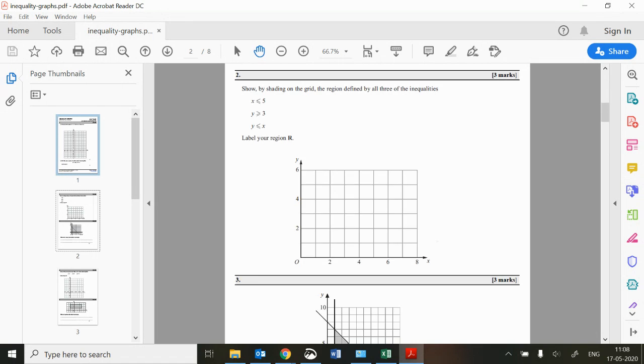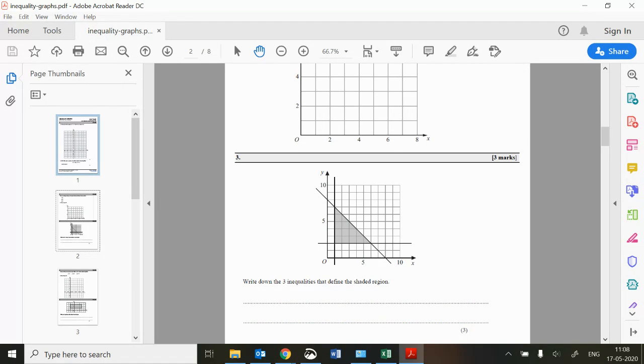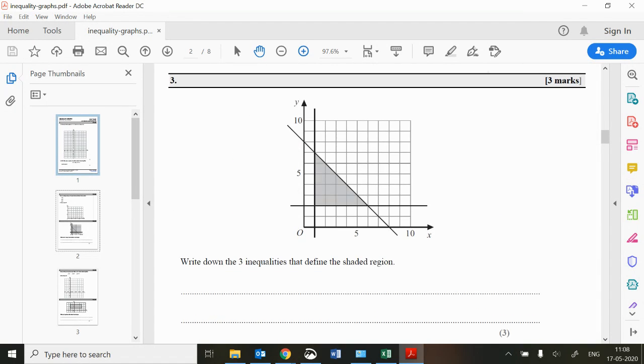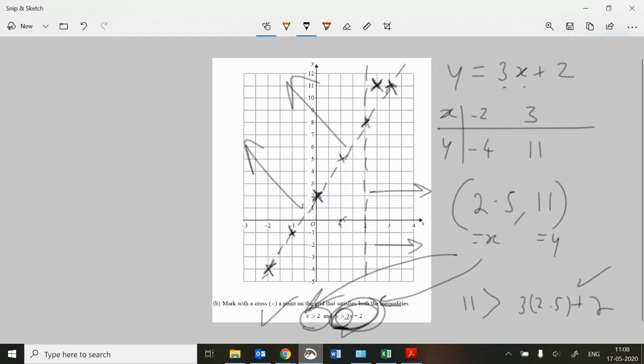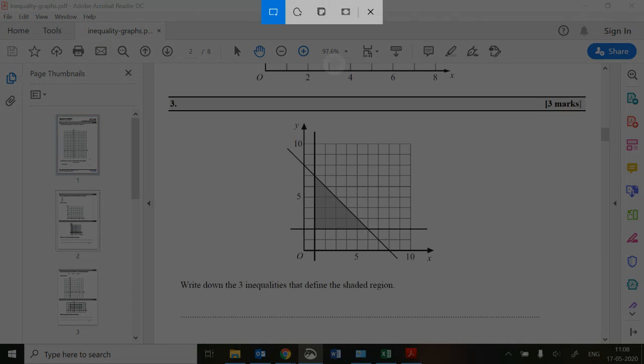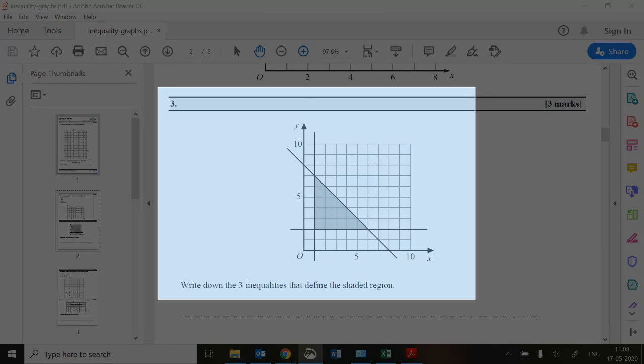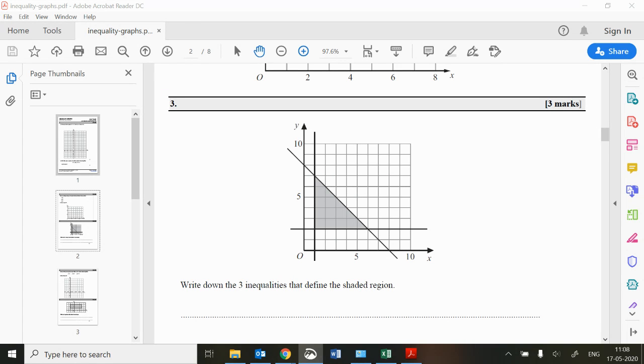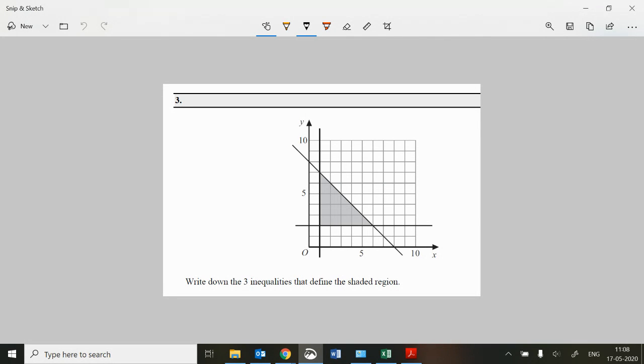I wanted to do question 3. So let's just make it bigger this time. It's asking us to write down 3 inequalities which satisfy this region here. This is a really common type of exam question. So I'm going to deal with the 2 easy ones first.